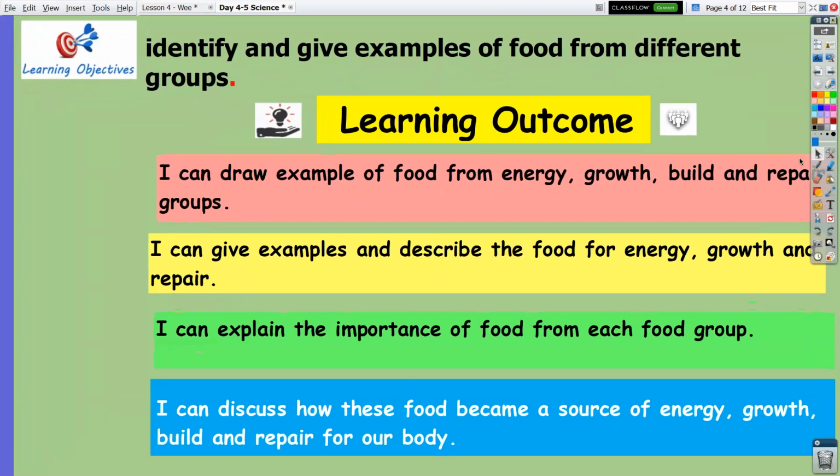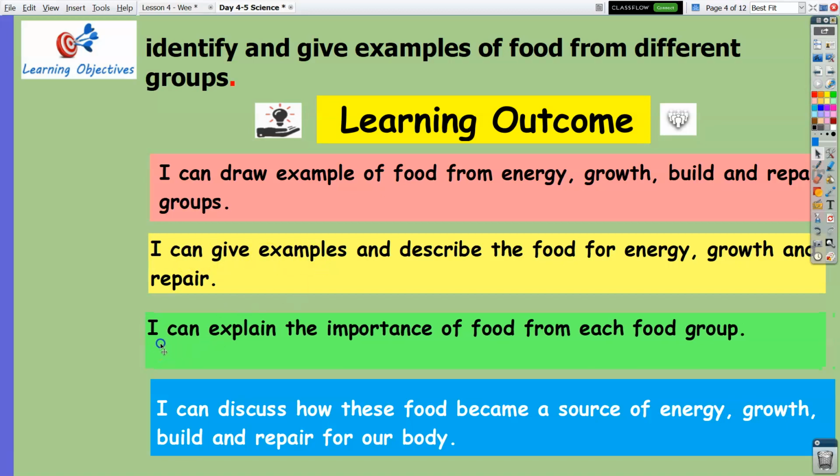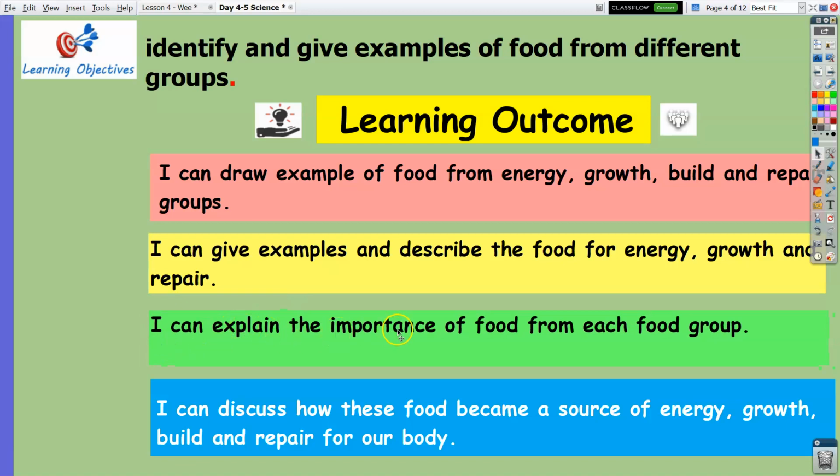Today, our learning objective is to identify and give examples of food from different food groups. Here are the learning objectives, or learning outcomes. At the end of this lesson, I want you to draw examples of food from the energy, growth, and build and repair groups. Give examples and describe the food for energy, growth, and repair. Explain the importance of food from each food group. And finally, discuss how this food becomes a source of energy, growth, build, and repair for our body.